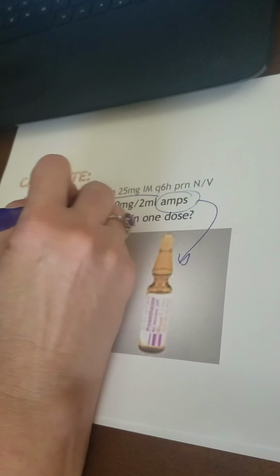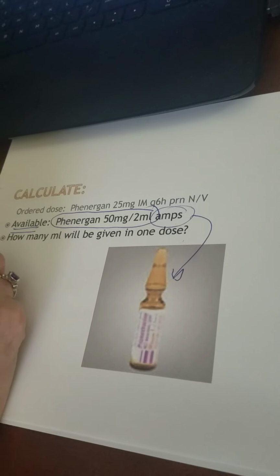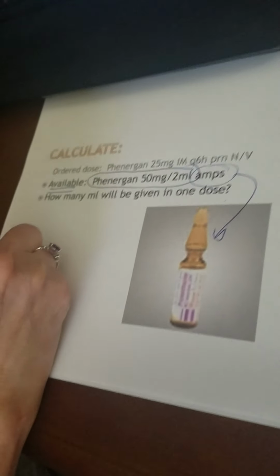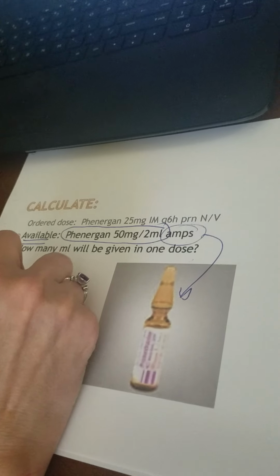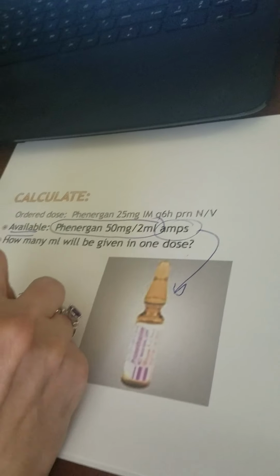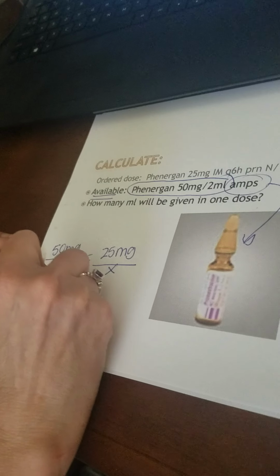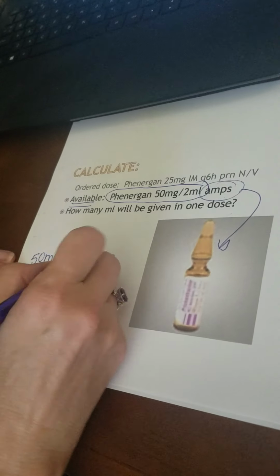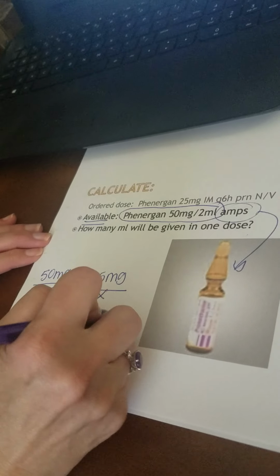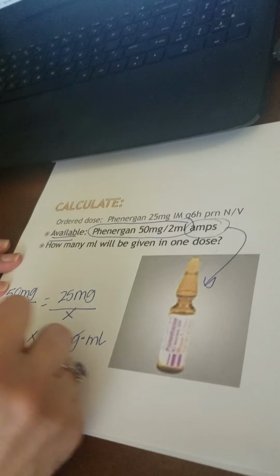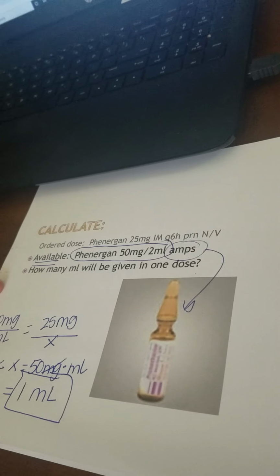Again, I take what I know I have. That's what's available in stock. So I make a ratio equation: 50 milligrams per 2 ml. And then we know we need to give 25 milligrams. We just don't know the volume we're going to give, right? So you just cross multiply again. And I'm making this really simple, doing each little step for you guys. Okay, so the milligrams are going to cancel. We're going to get X by itself. So it's 1 milliliter. That's how much we're going to give of that medication.